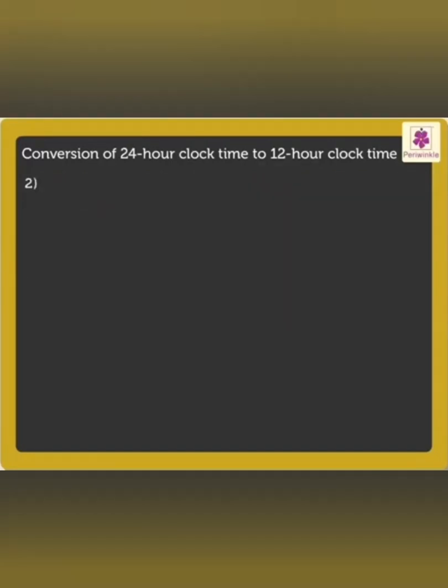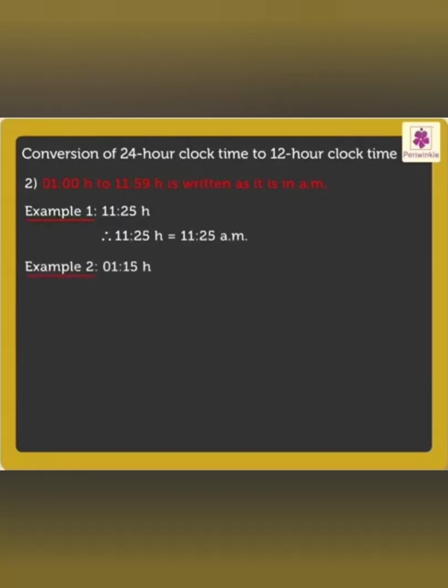2. The time from 100 hours to 1159 hours is written as it is in AM. For example, 1125 hours is equal to 11:25 AM. 115 hours is equal to 1:15 AM.